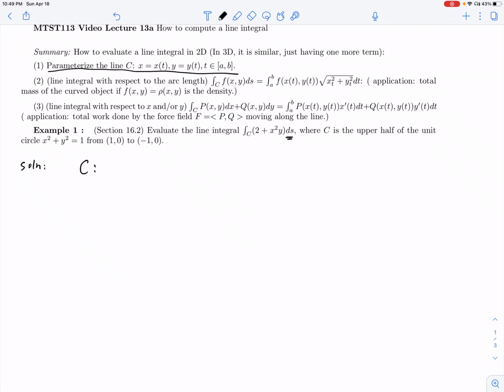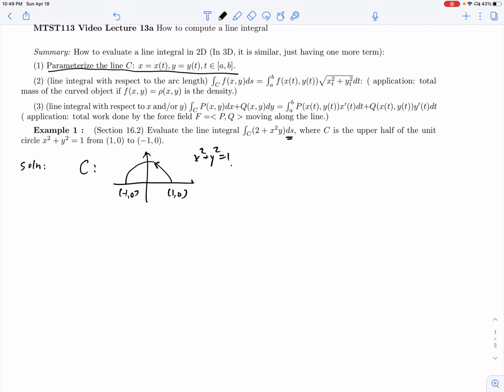So we have C over here is the upper half of the unit circle, so visually a circle like this, and from (1, 0) to (-1, 0). So there is a direction, it actually matters. All right, and we have the equation x squared plus y squared is equal to 1.